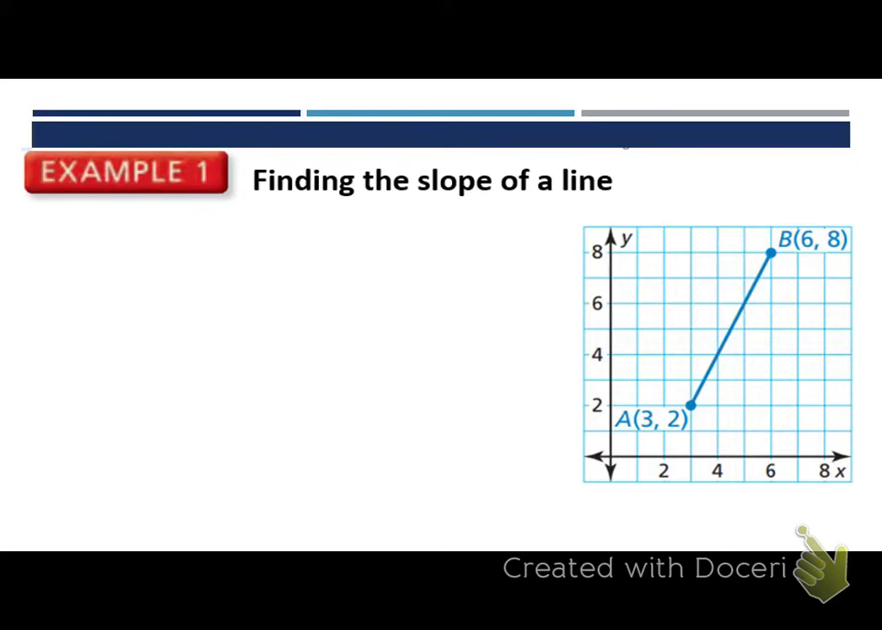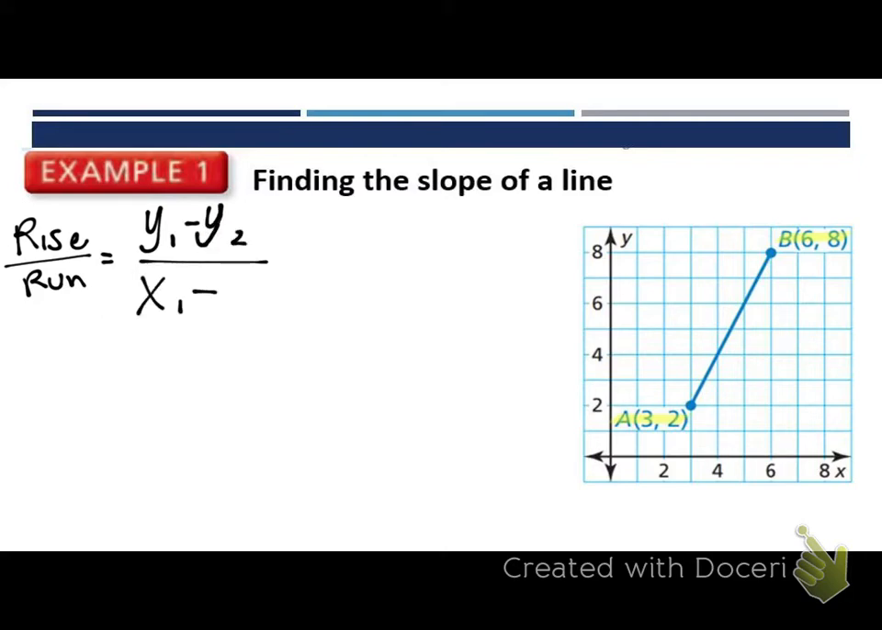There will be one that looks like this on the quiz. The only difference is I gave you the points already, whereas on the quiz you'll have to figure out what the points are yourself. So I will remind you: slope is rise over run. So here's what we're going to do. You're going to take the y's, so y1 minus y2 over x1 minus x2. That is the slope formula, and it's the formula we're going to use here. y1 minus y2 over x1 minus x2.